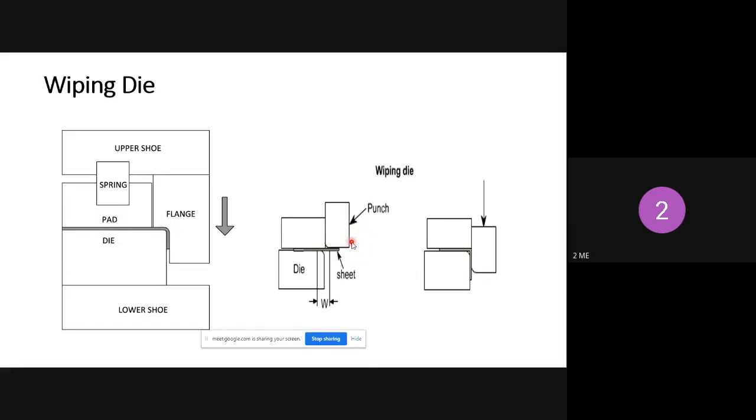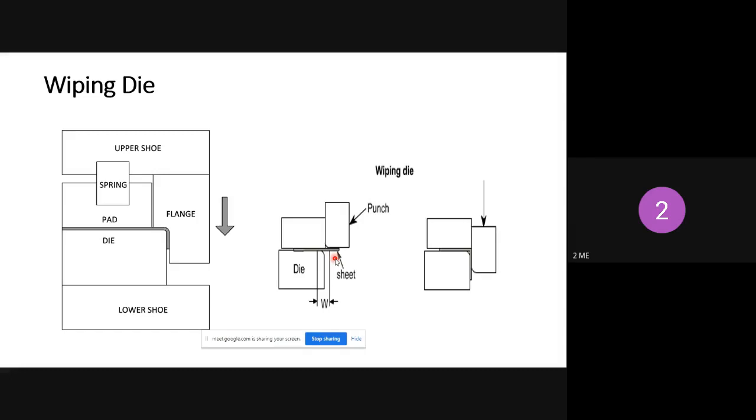Then in the wiping die, how does it move? This is the thickness of the sheet metal. This is the width of the sheet metal to bend. Next, apply downward force with the help of the punch along with the spring balance force. Based on that spring balance force, the sheet will bend to an L shape. That is called the wiping die or edge die. The edge of the sheet metal we can bend with the help of this punch as well as die operation. So this is called the wiping die.